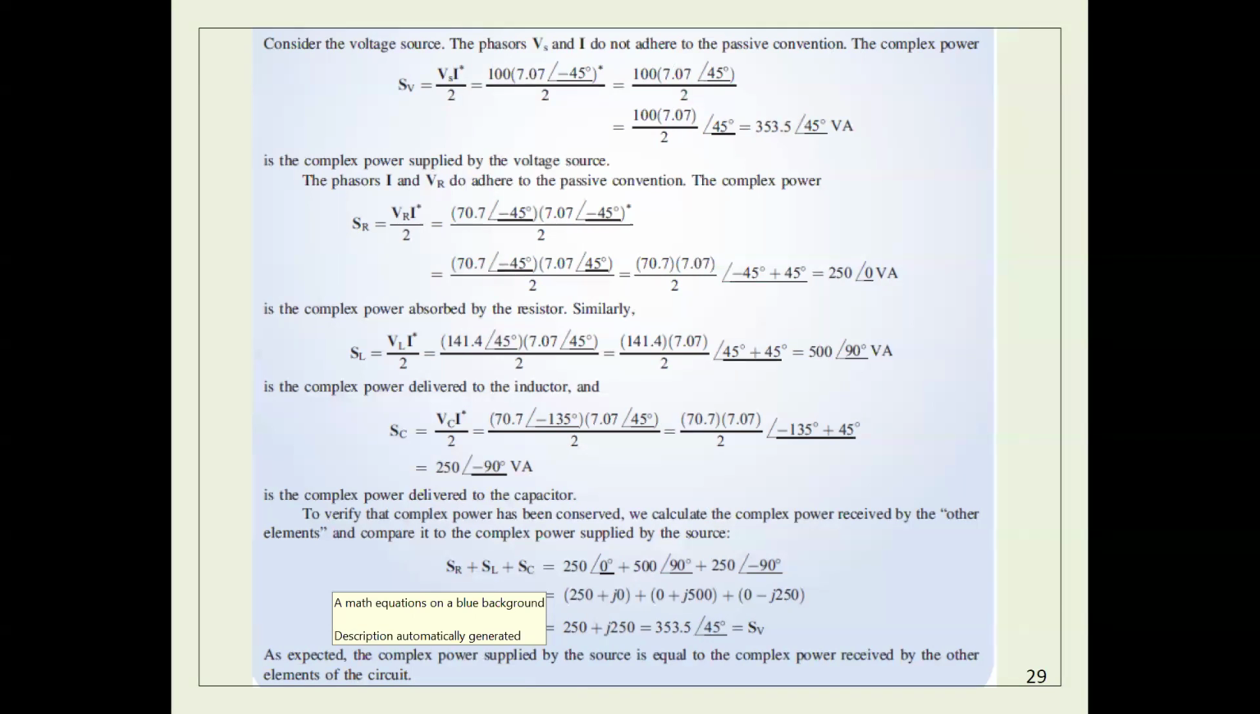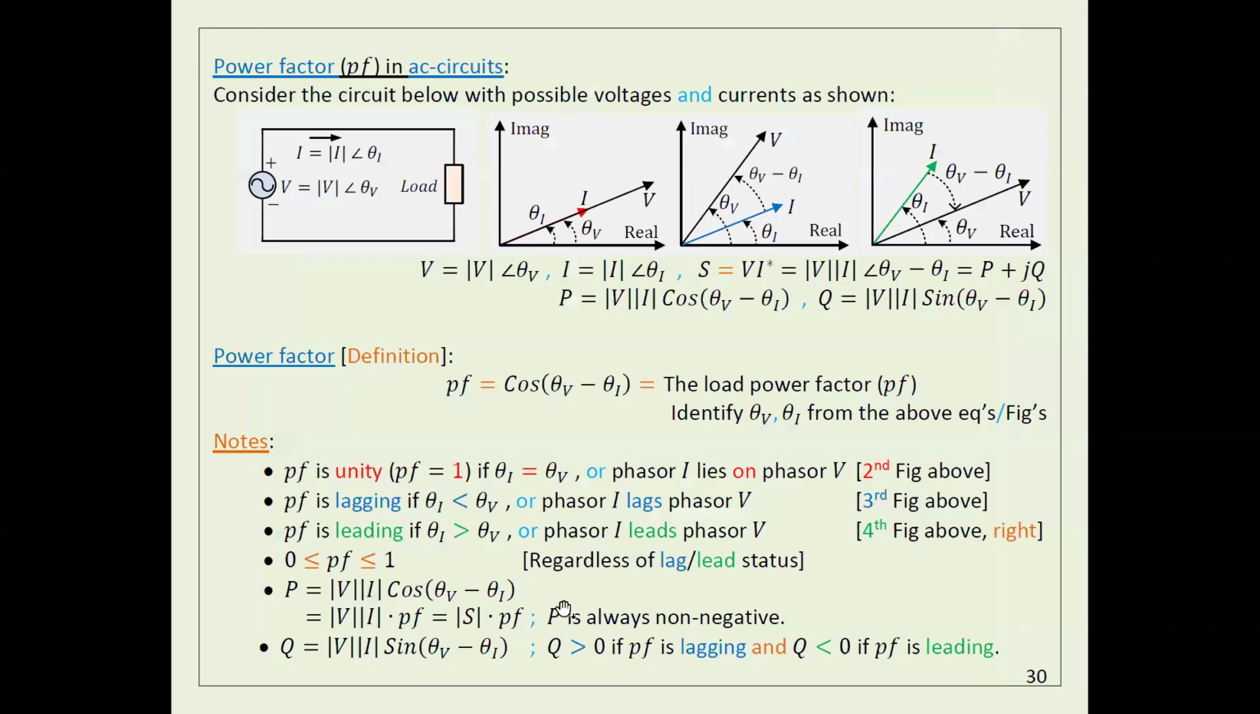We have the same thing in DC circuits. In a DC circuit, the power generated by the sources should equal the power consumed by the resistors. Any questions?